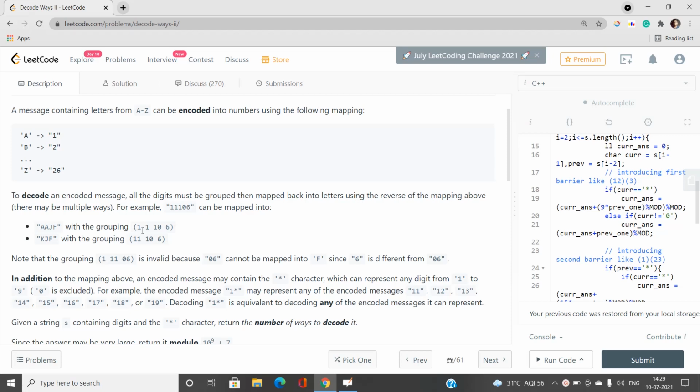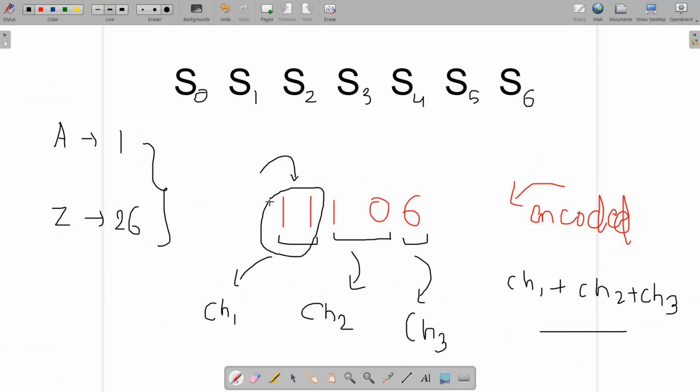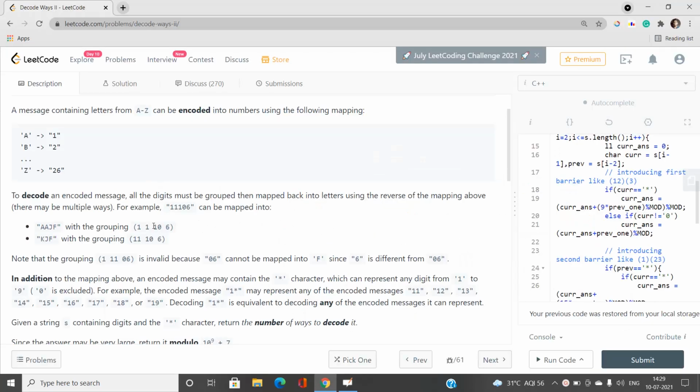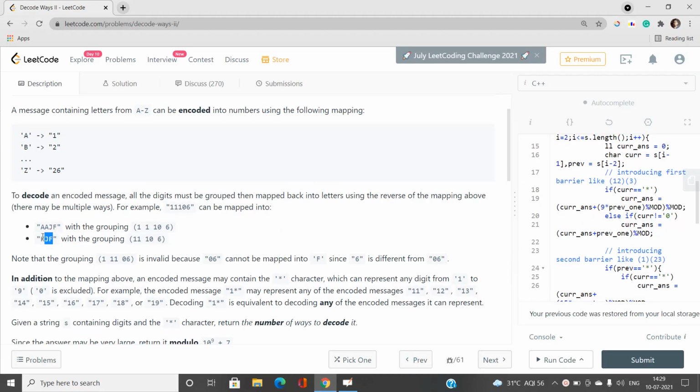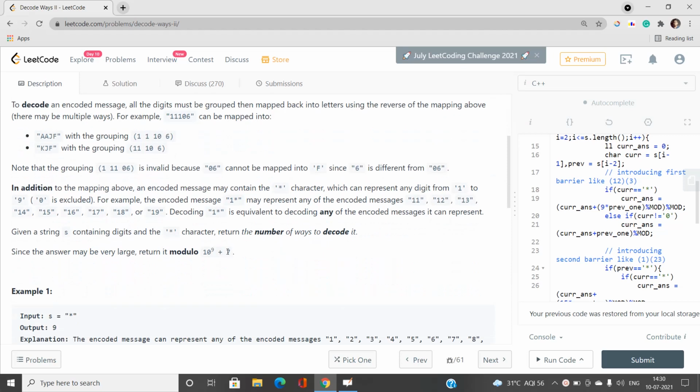If you try to group 1, then again this one. Here you can see I have grouped 11 first. You can also group one by one, right? 1, 1, and then 10, and then 6. You can see it is AJF. And here is what I have decoded of this encoded string. You can see it is 11, 10, and 6, and the string corresponding to that is KJF. Okay, so there are two ways that are described over here. There can be multiple ways. We need to find out the total number of ways, and since the answer can be large, we need to take it modulo this prime number, right?